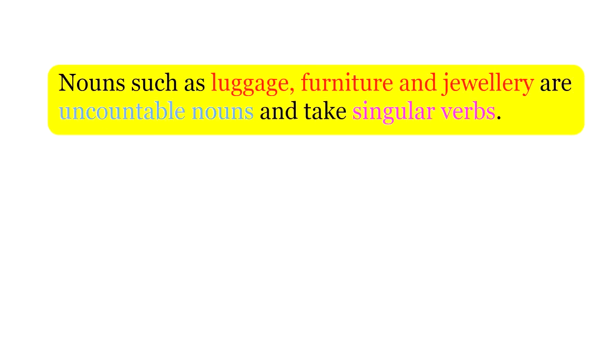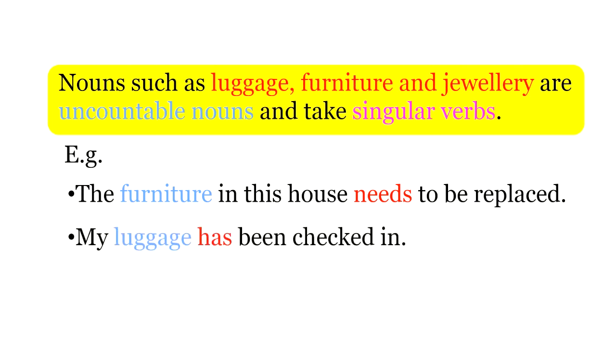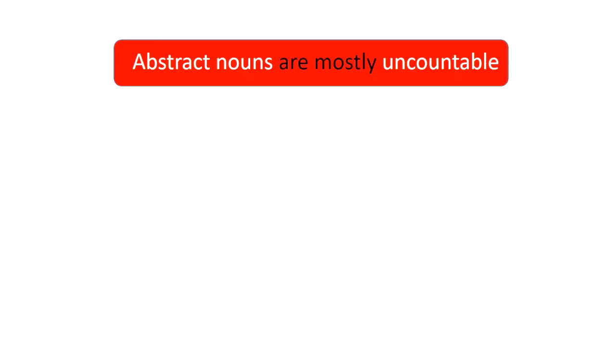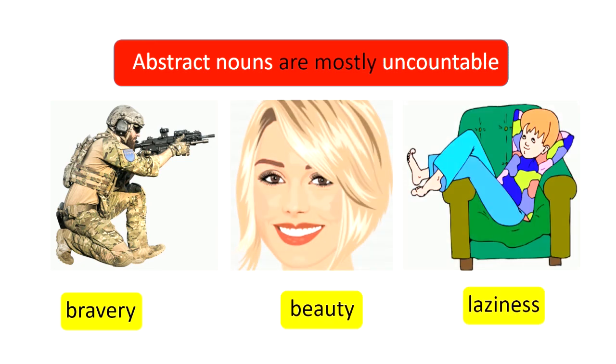Nouns such as luggage, furniture, and jewelry are uncountable nouns and take singular verbs. For example, the furniture in the house needs to be replaced. My luggage has been checked in. Abstract nouns are mostly uncountable. For example, bravery, beauty, and laziness. So, they always take singular verb.